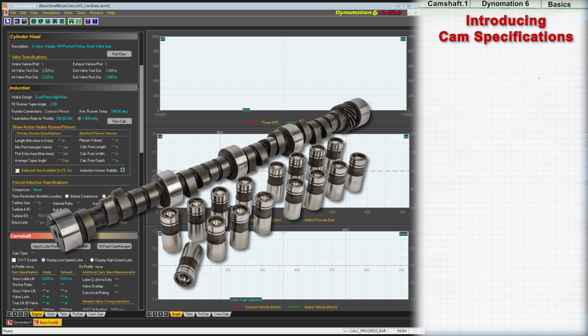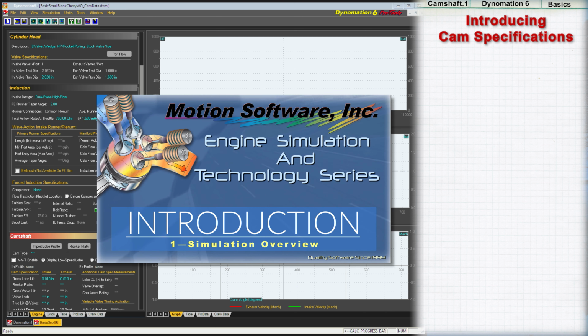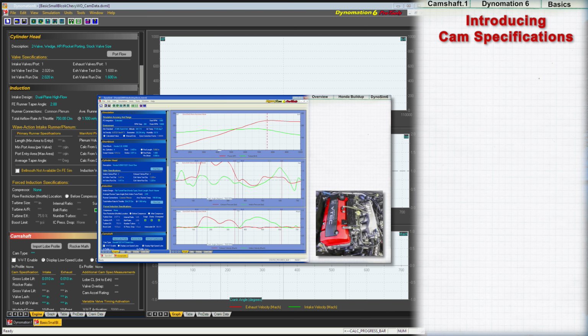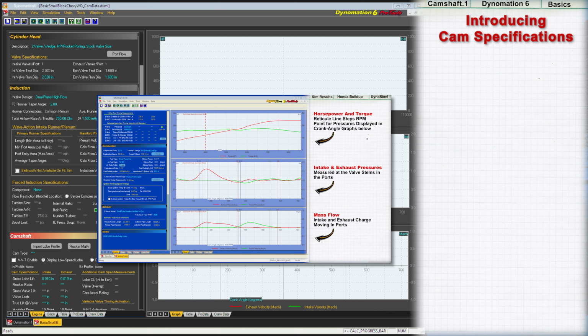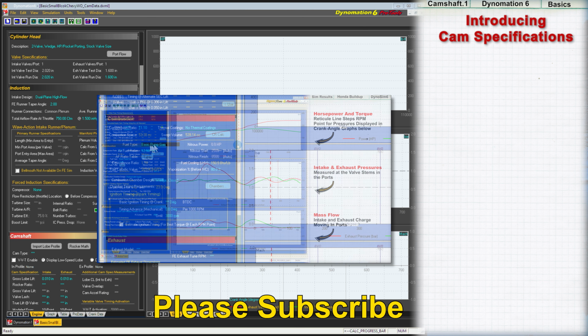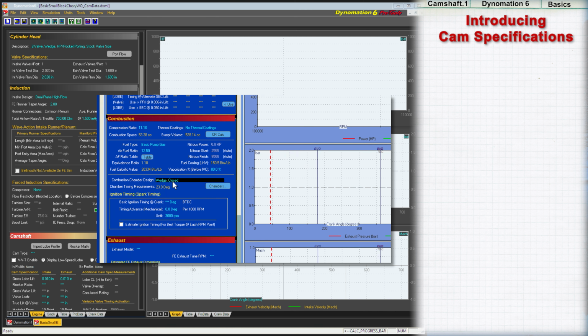In this video, we'll focus on understanding cam specs and how to model camshafts. In the previous introduction video, we showed how DynoSim 6 simulates real-world dynamometer testing. We built up a high-performance Honda engine and provided some analysis of the results. If you didn't see that video, I suggest you give it a quick look. After viewing the introduction, you'll better understand how the simulation works in this video.